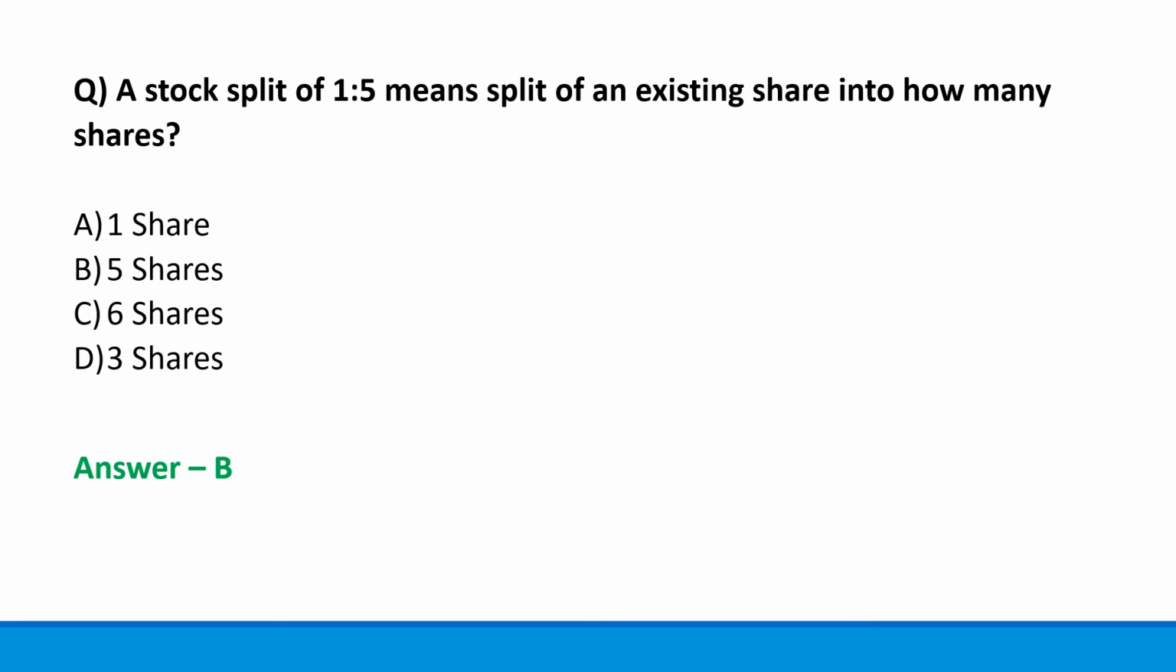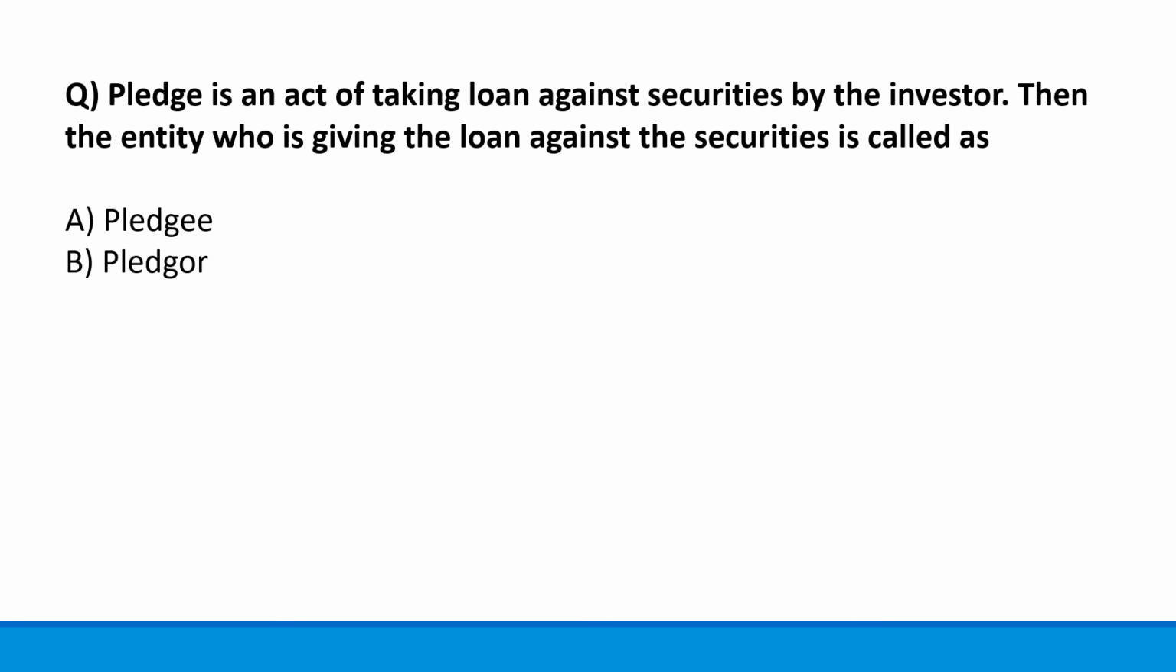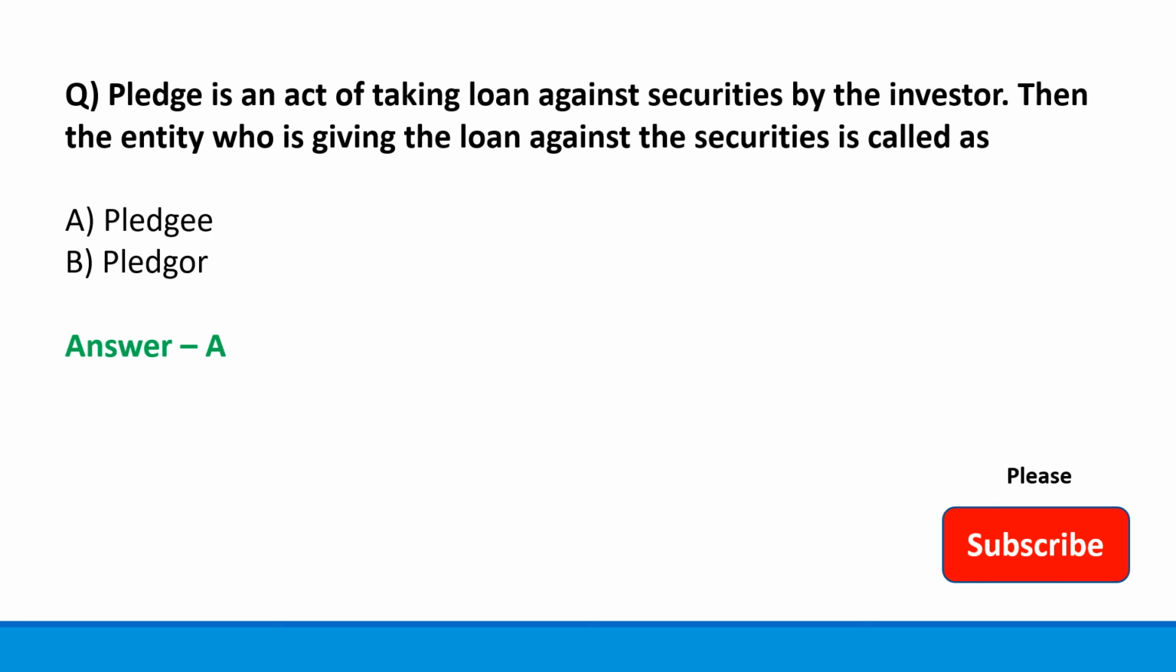Next question. Pledge is an act of taking loan against securities by the investor. Then the entity who is giving the loan against the securities is called option A, pledgee, and option B, pledger. The correct answer is option A, pledgee.